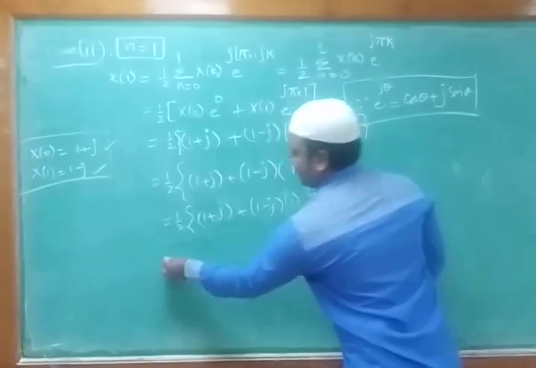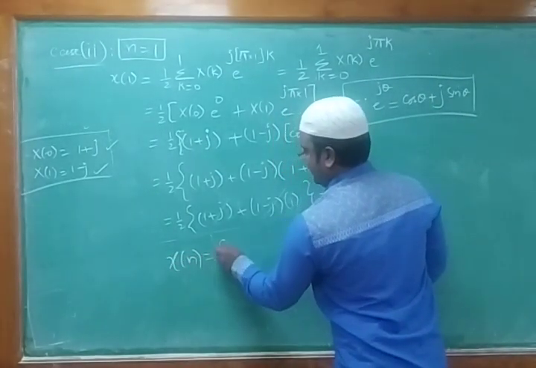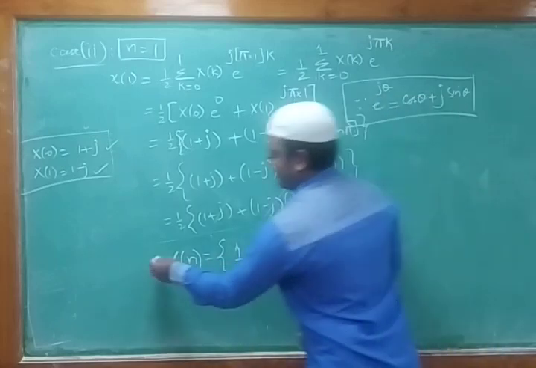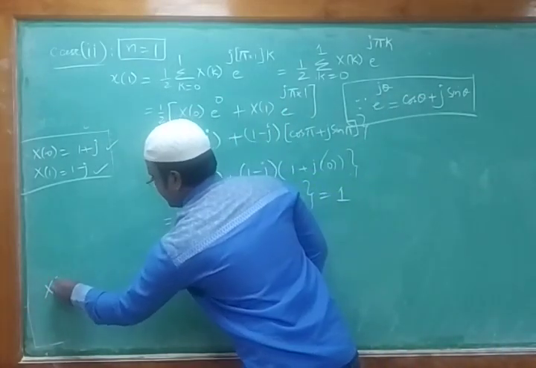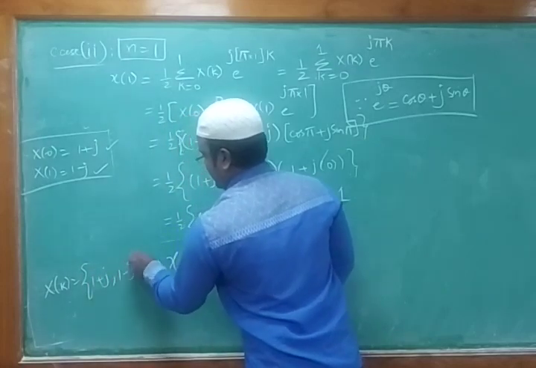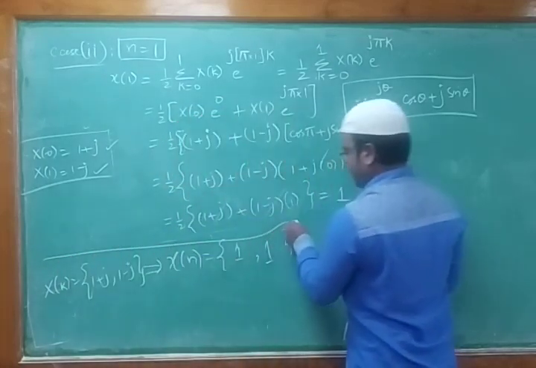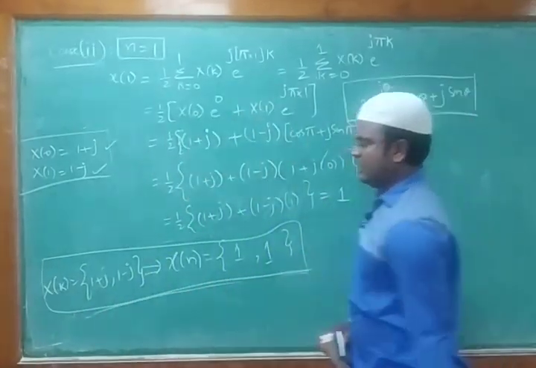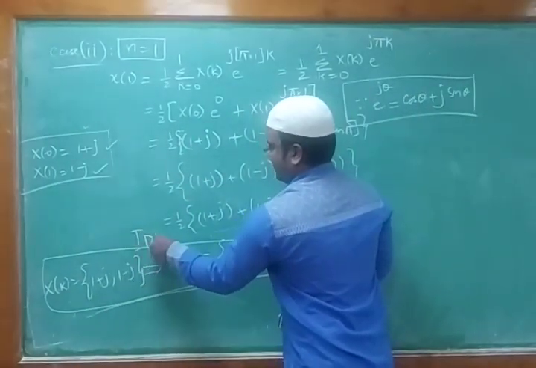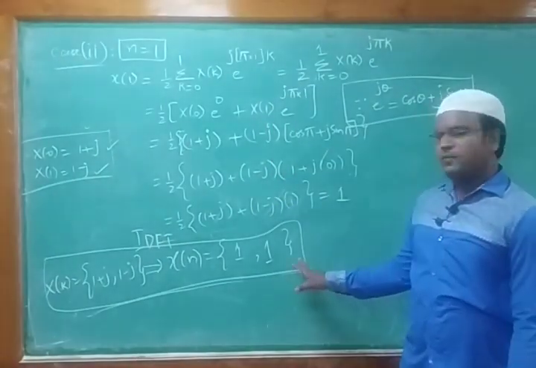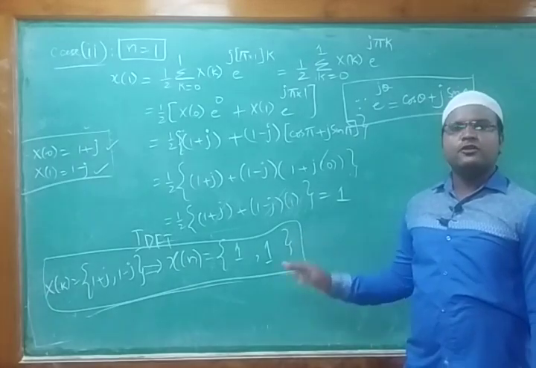So what is the x of n now? The complete result is 1 comma 1. So previously, what was the value they gave? x of k they gave you 1 plus j comma 1 minus j. That value we have substituted in this and we found it by using IDFT. By using IDFT we found out the solution for this problem. So likewise you should solve.